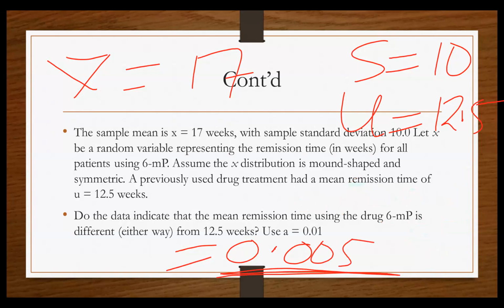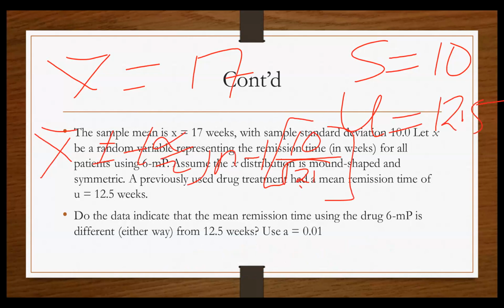How do you create the confidence interval? It is x bar plus or minus. This is a small sample, so you're dealing with the t statistic. So it's the t statistic with degrees of freedom, and the standard deviation is 10 over the square root of 21.